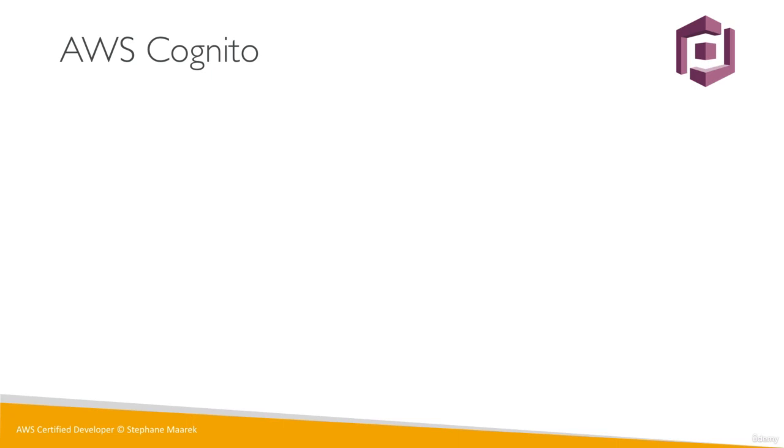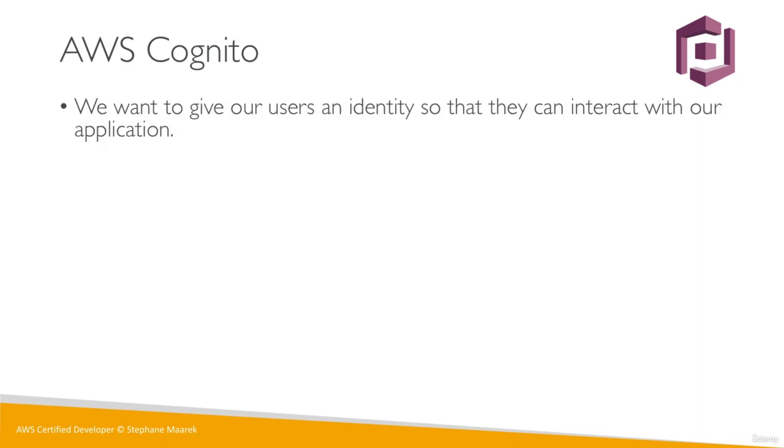So let's get into what I call the most confusing AWS service out there. And hang on there, I'm trying to make it easy for you. So Cognito is used when we want to give our users an identity so they can interact with our servers and our application. Pretty simple, right? Except Cognito has different products.